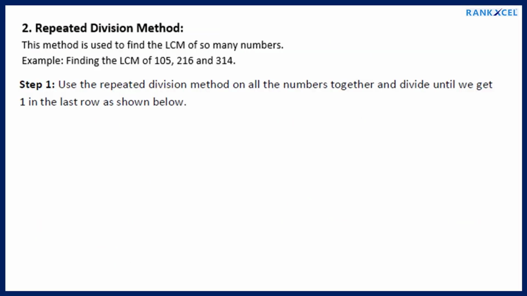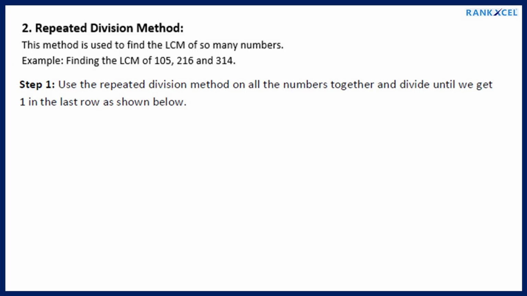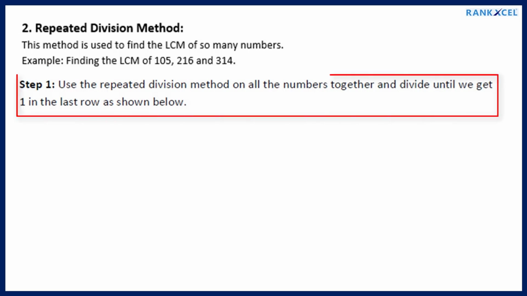2. Repeated division method. This method is used to find the LCM of many numbers. Example, the LCM of 105, 216 and 314. Step 1. Use the repeated division method on all the numbers together and divide until we get 1 in the last row as shown below.